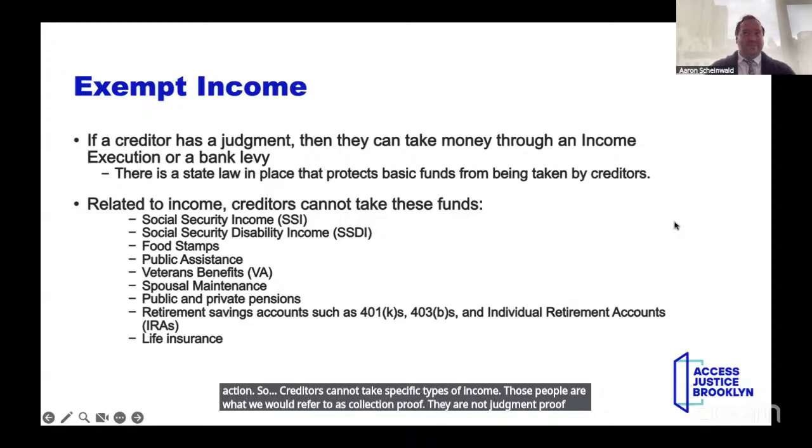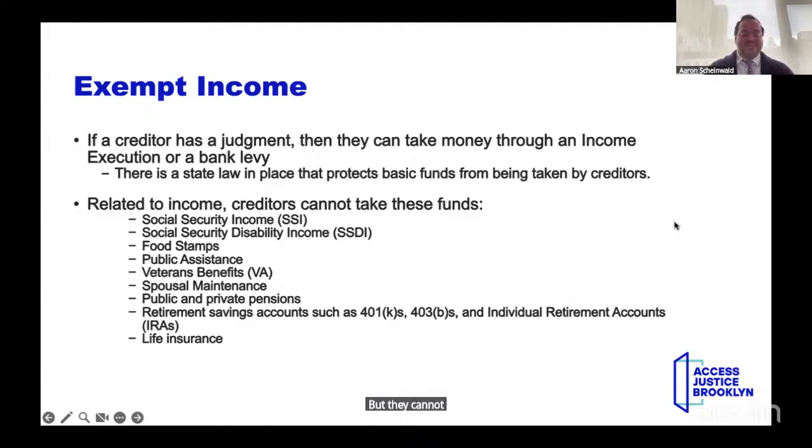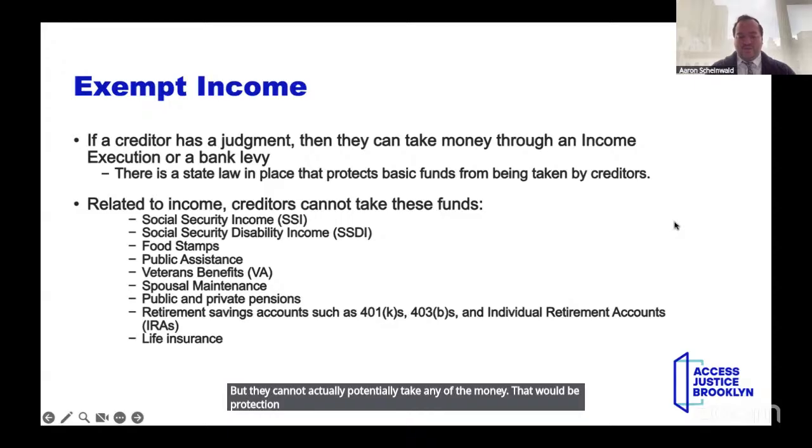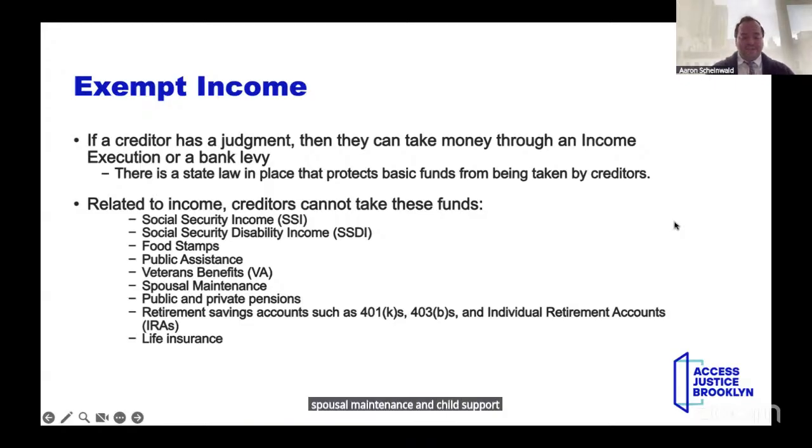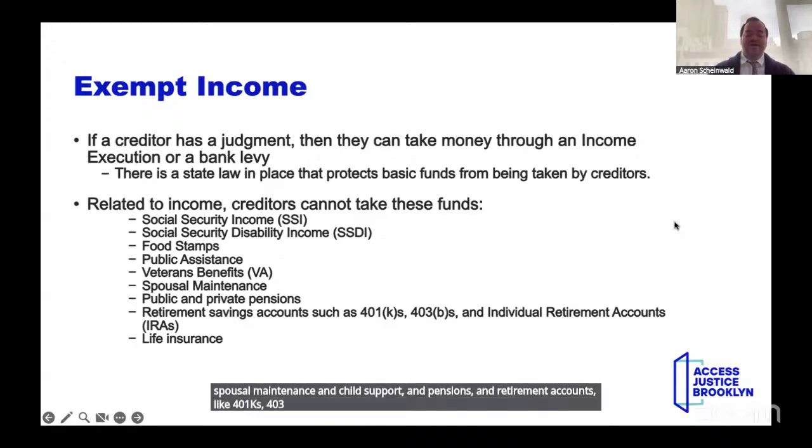A creditor like Bank of America can and will still get a judgment against them, but they cannot actually take any of the money. That would be protection under federal and/or state law. So things like SSI, supplemental security income, SSDI, food stamps or SNAP, VA and veterans benefits, spousal maintenance and child support, and pensions and retirement accounts like 401ks, 403bs, IRAs. Those are protected income and assets.